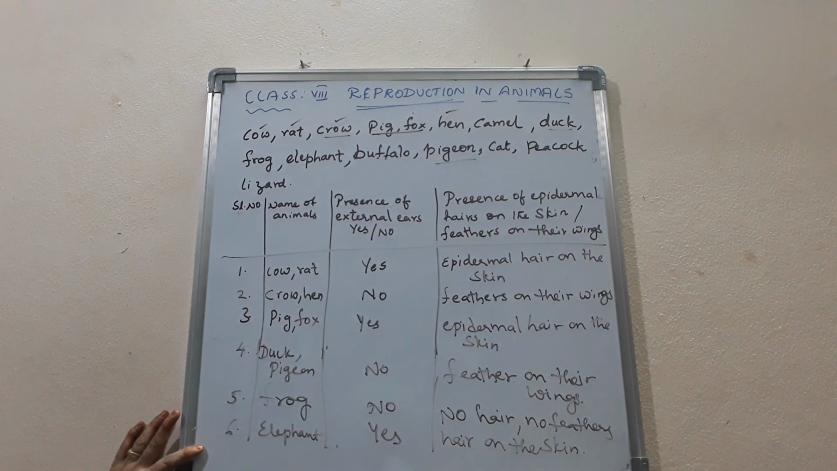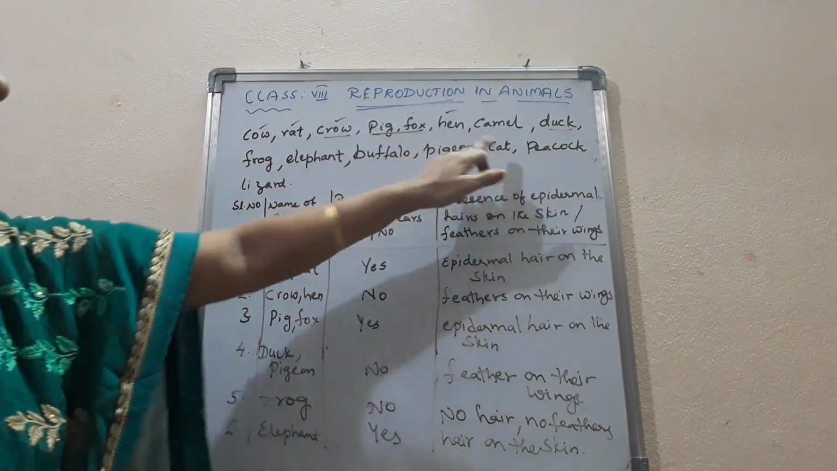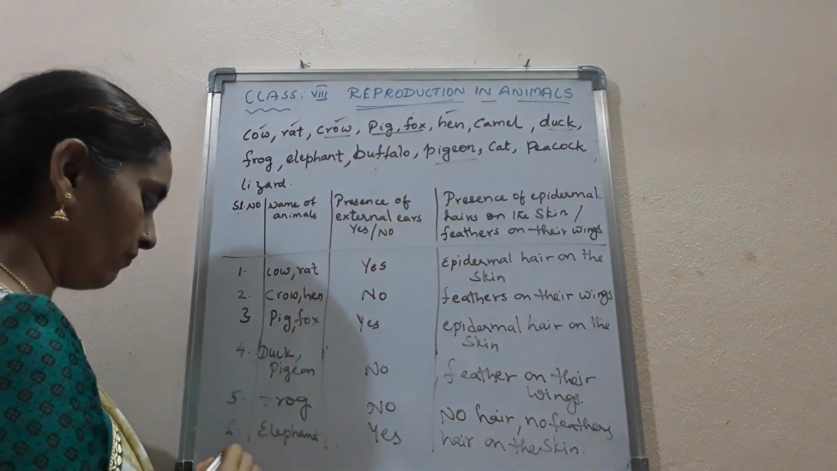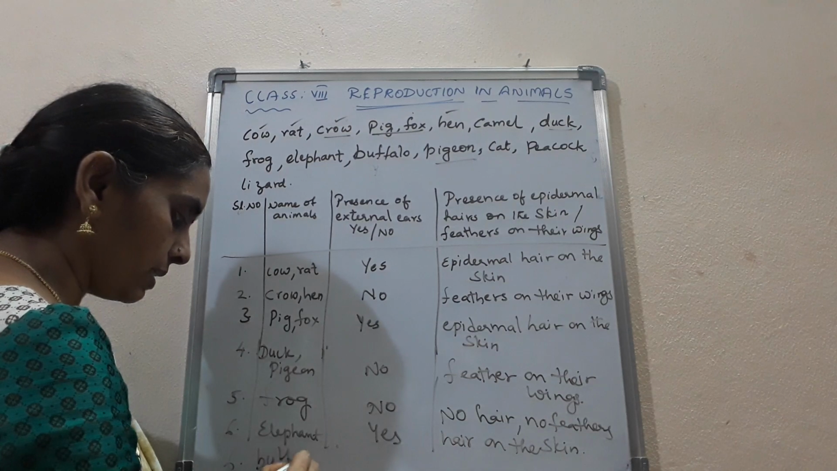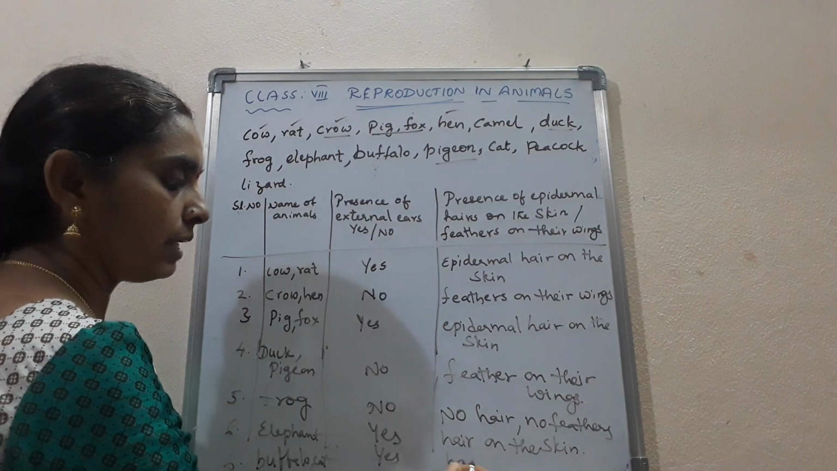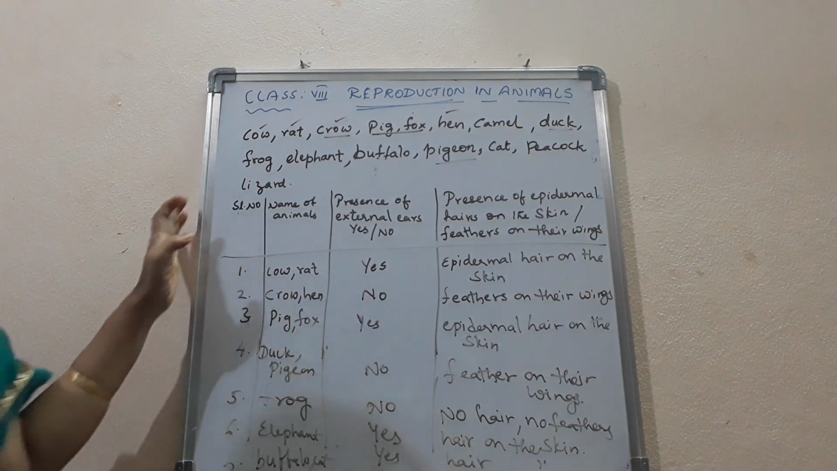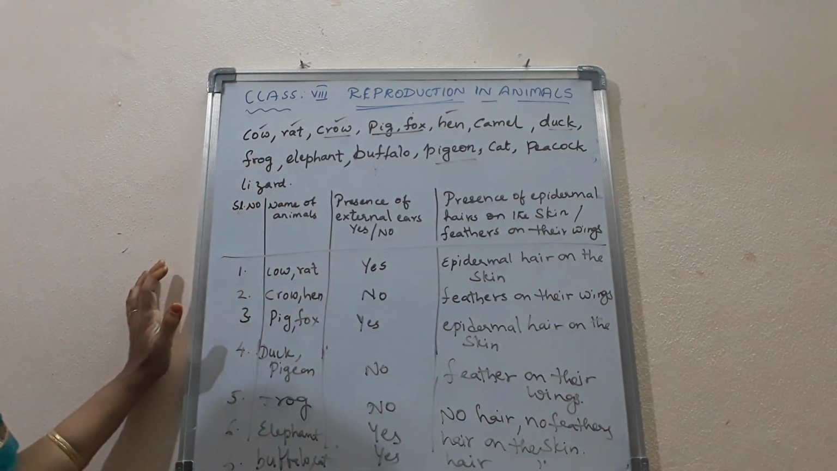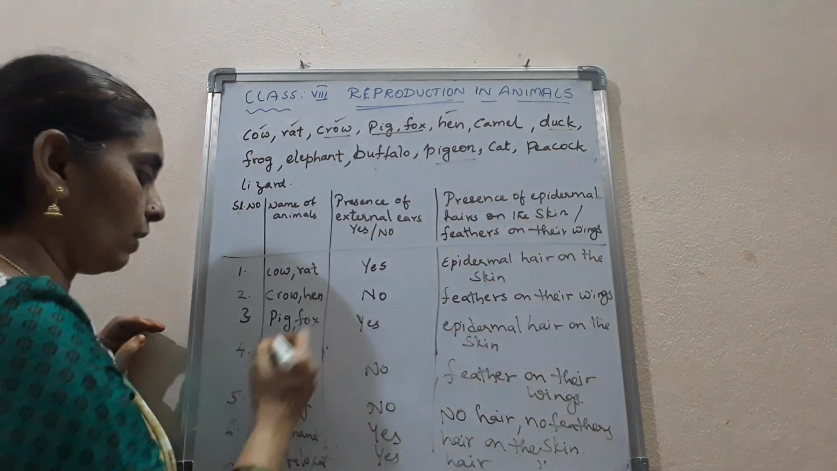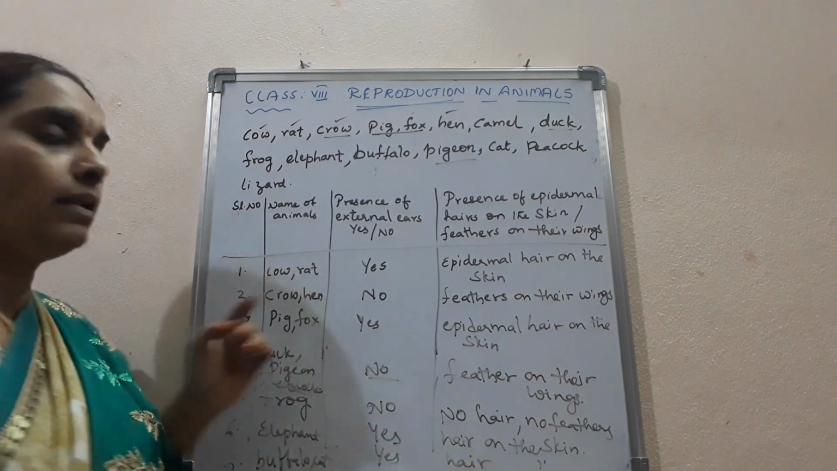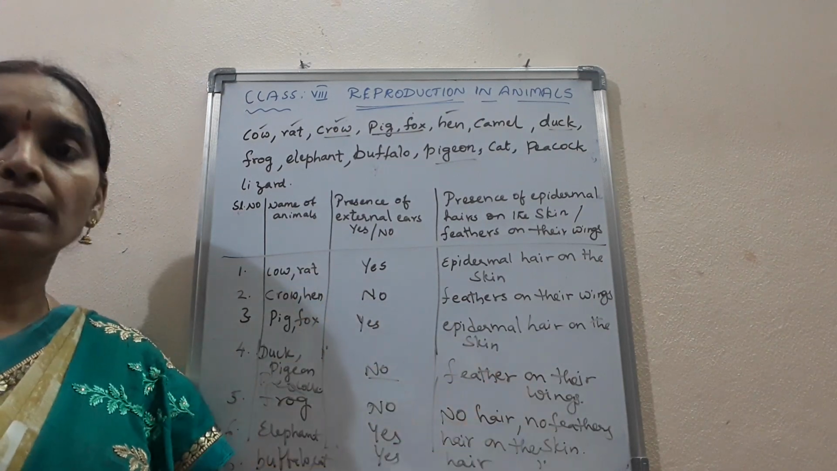And you know about the buffalo and cat. Buffalo and cat have external ears and also epidermal hair on their skin. So yes, you say yes for buffalo and cat, isn't it? Okay, so this is how you are going to write about the animals, whether they have external ears or hair. You can include the peacock also, as they do not have external ears, they only have feathers on their wings.